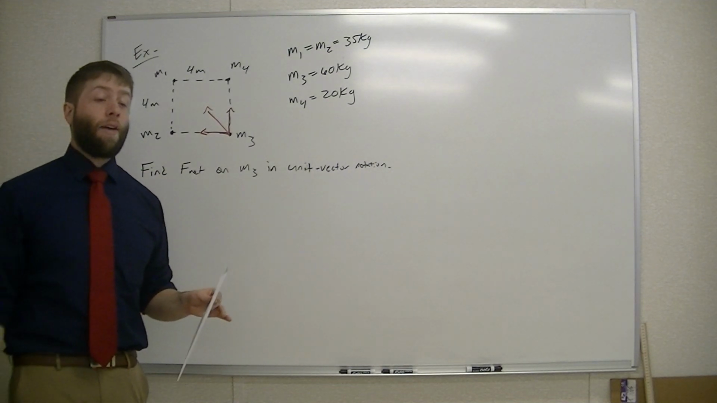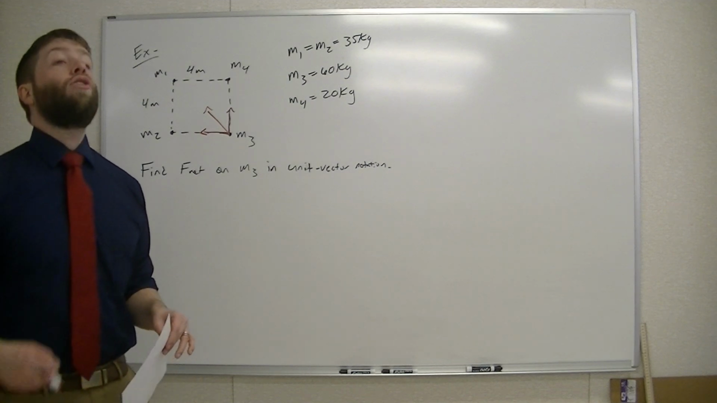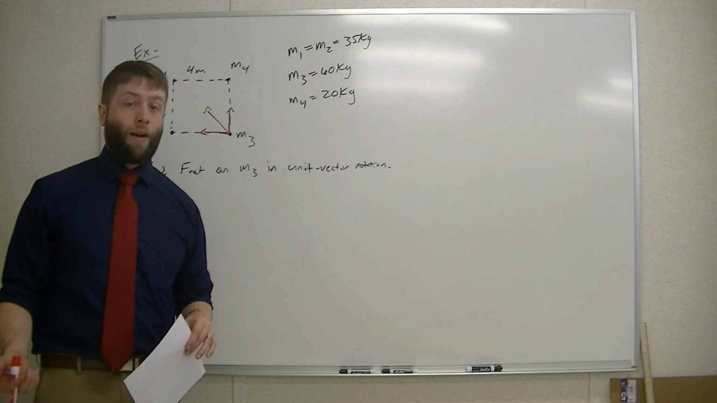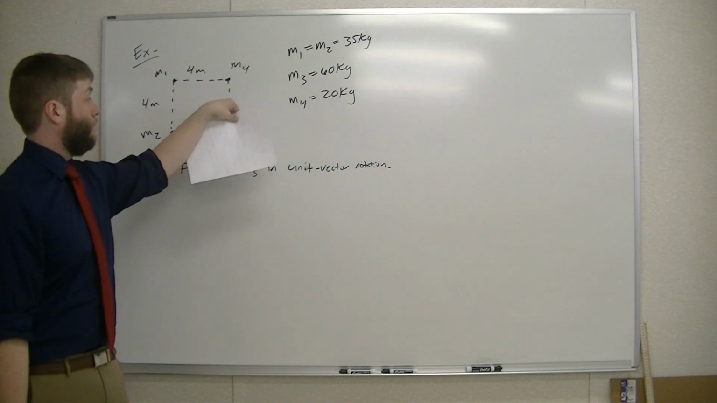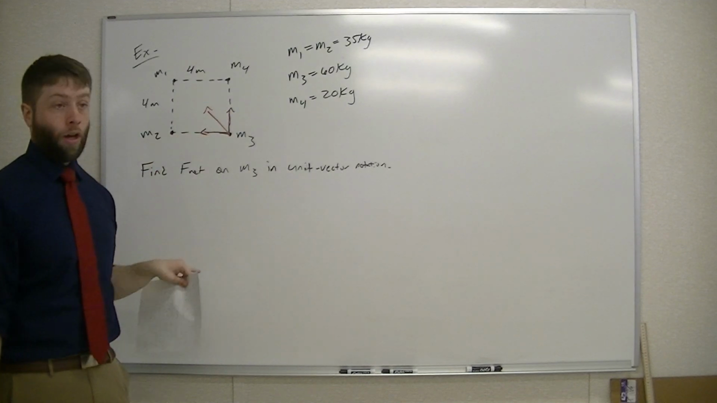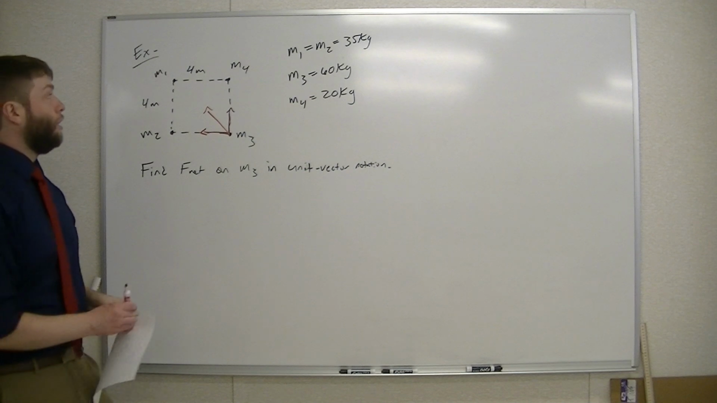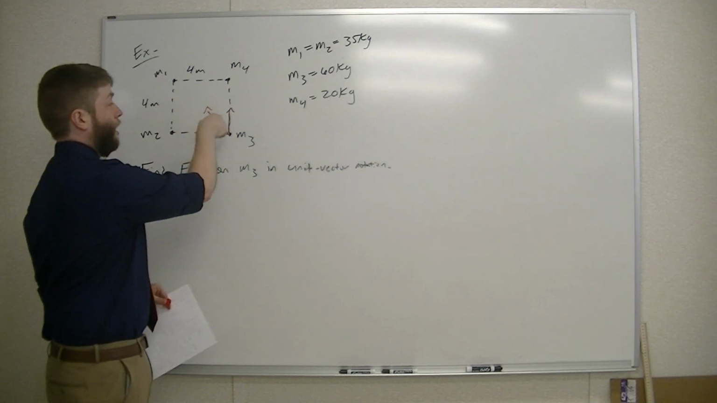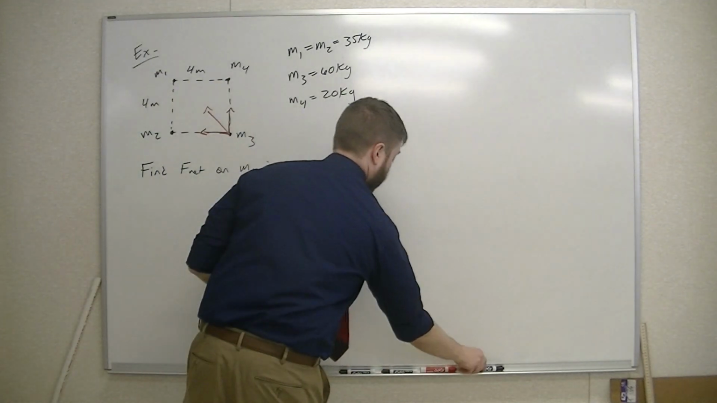Because it's pulled up and left, that means that its force of gravity has components, x and y. So I need to calculate the force of gravity, then calculate the components, and add them to the component along y for M4 and the component along x for M2. So that's how I need to solve this thing. I need to figure out these force of gravities first, then figure this one out, break it down into components. Okay? So let's go ahead and do that.